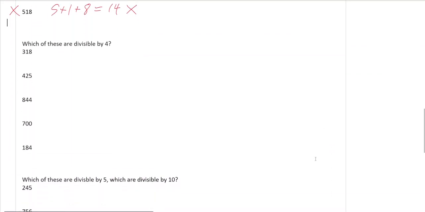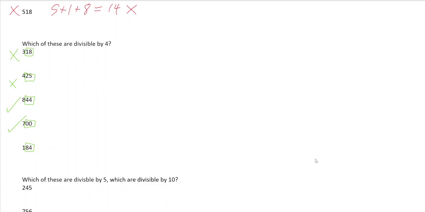Okay, continuing on, which of these are divisible by 4? We just check the last 2 digits. Since 18 is not divisible by 4, neither is this number. Since 25 is not divisible by 4, neither is this number. Since 44 is 4 times 11, that one does work. Since it has 0, 0, that one does work. Okay, 000 works for divisible by 8 as well.